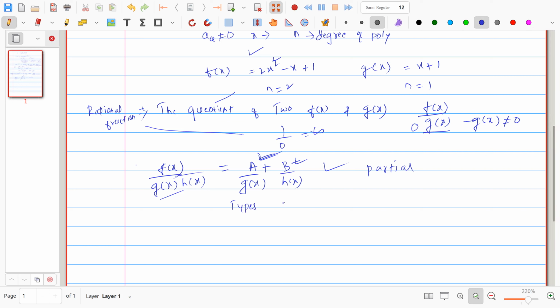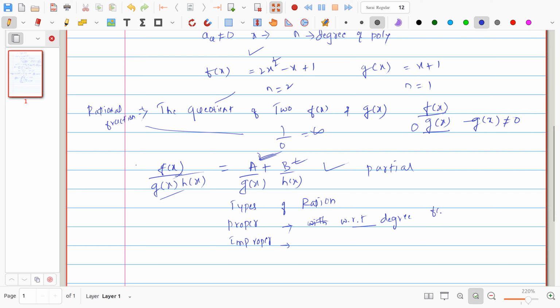what are the types of rational fractions? There are two types of rational fraction: one is a proper fraction and the other is an improper fraction. Both proper and improper fractions are defined with respect to the degree, WRT. I will write WRT, with respect to the degree of the polynomial. With respect to the degree of the polynomial, we will define the proper fractions and improper fractions.